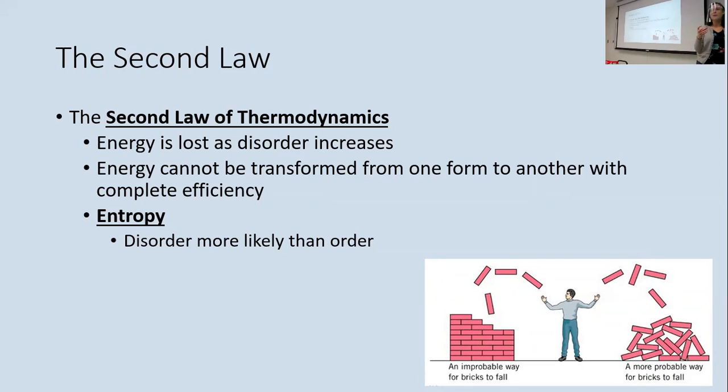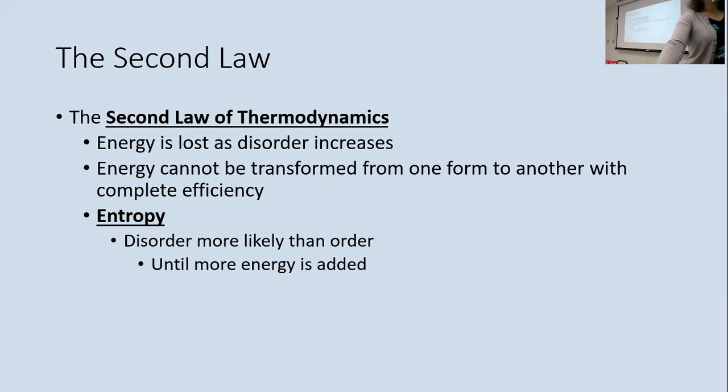It costs you to make things ordered, right? So the converse of that is the natural state is disorder, is a way to think about it, right? So energy is lost as disorder increases. So that's our second law, right? Again, unless you add more energy to make it ordered, in which case you're still losing energy.